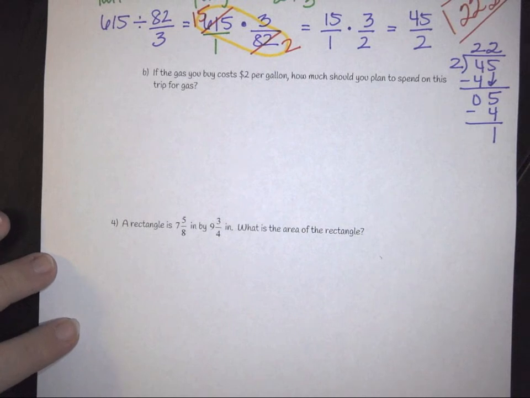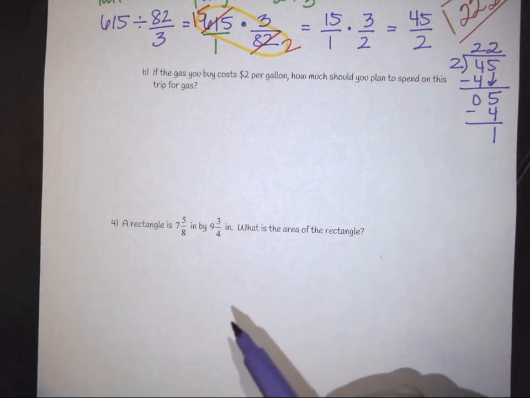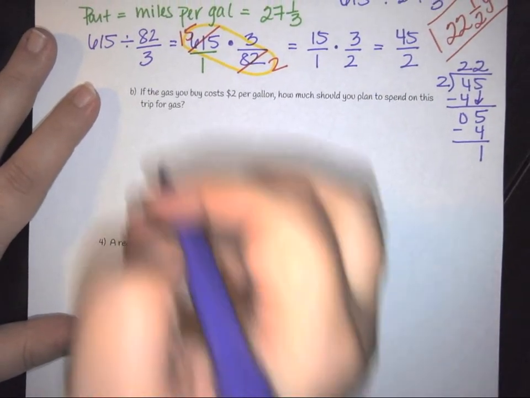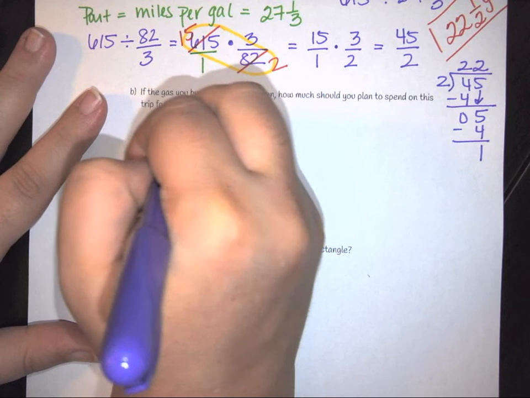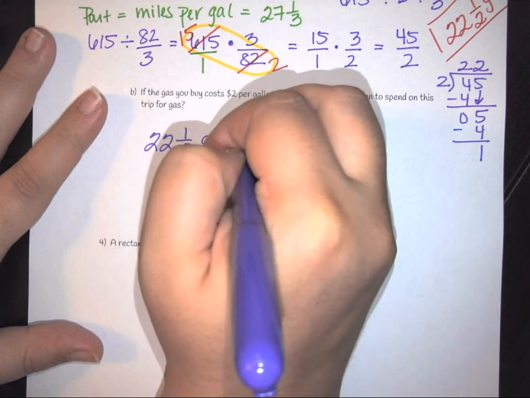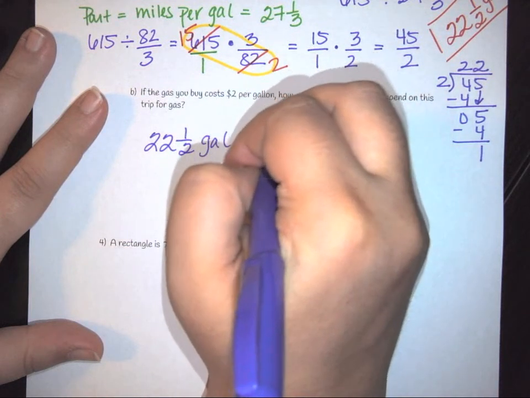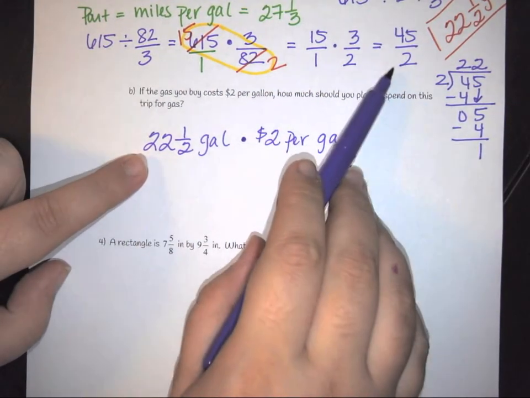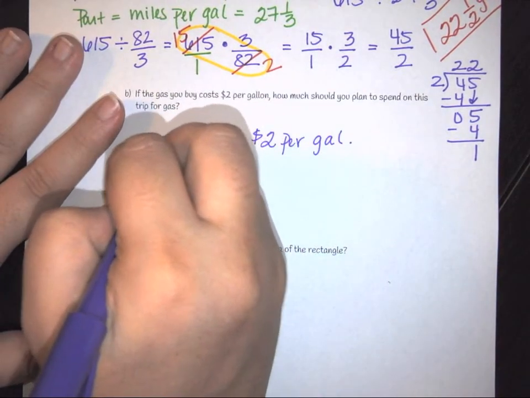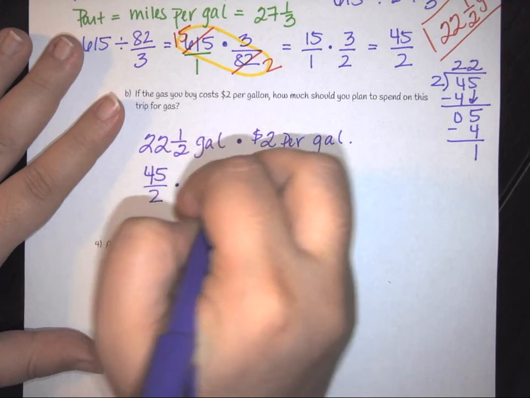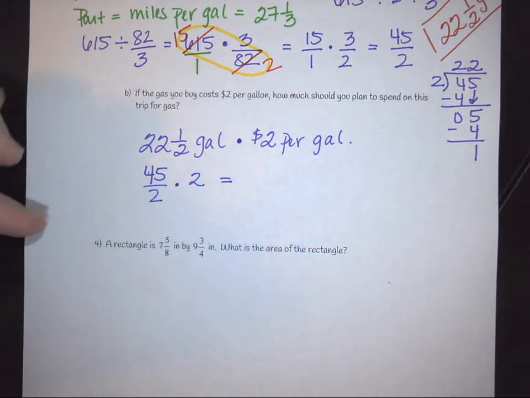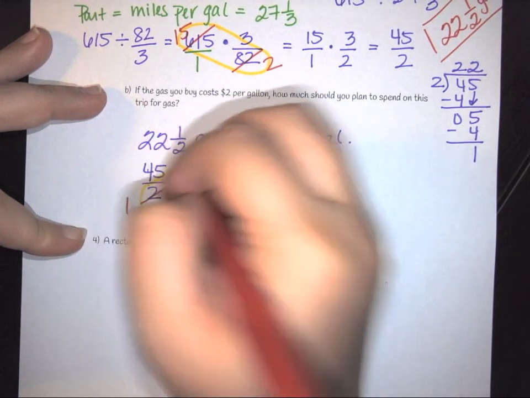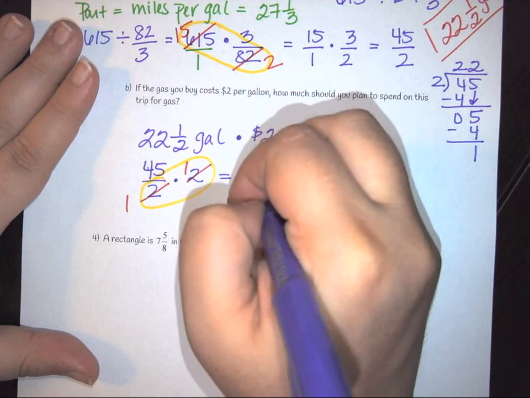Now the second part says, if the gas you buy costs $2 per gallon, then how much should you plan to spend on this trip for gas? So here, this is now going to be a multiplication, because I am going to use 22 and 1/2 gallons, and I need to multiply that by $2 per gallon. Well, I already know my improper fraction here because I got it from the first problem. So this is really going to be 45 over 2 times 2, which means, if you look at it, my 2 and 2 are going to disappear. They reduce with each other and turn into 1. Thus, you end up with $45.